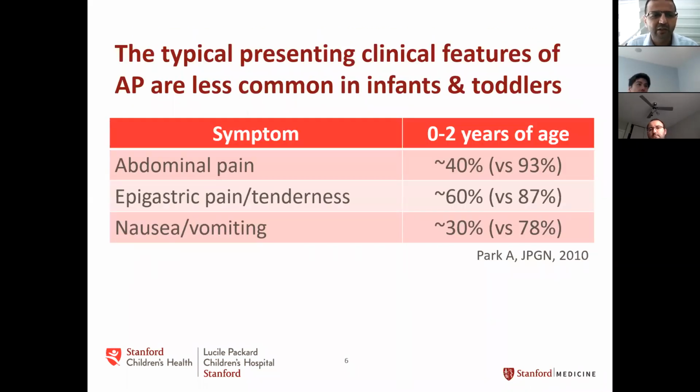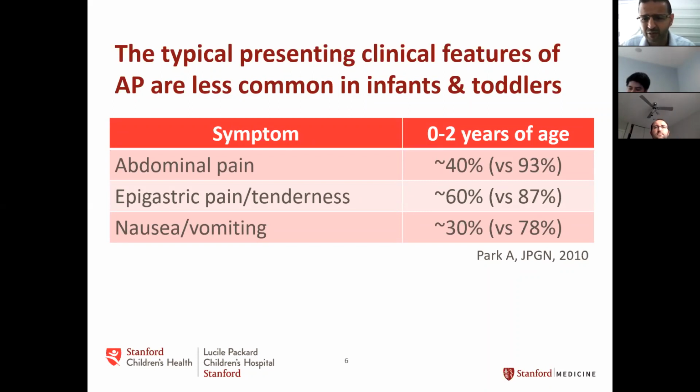The typical presenting clinical features of acute pancreatitis are different between adults and infants and toddlers. That's shown in this table, where abdominal pain, and broadly speaking irritability in that category, was seen in only about 40% of infants and toddlers compared to 93% of adults and teenagers. Epigastric pain and tenderness were seen in only about 60% versus just under 90%, and nausea and vomiting in only about a third of infants and toddlers versus more than two thirds of the older age group.